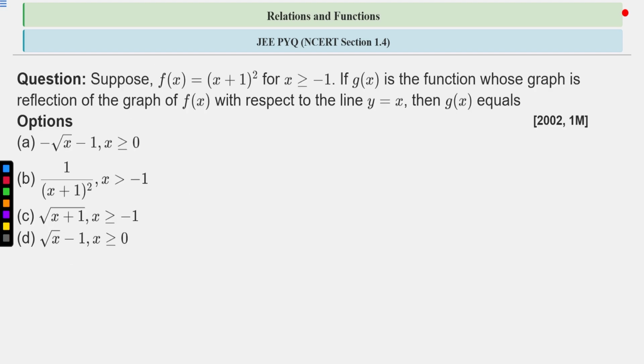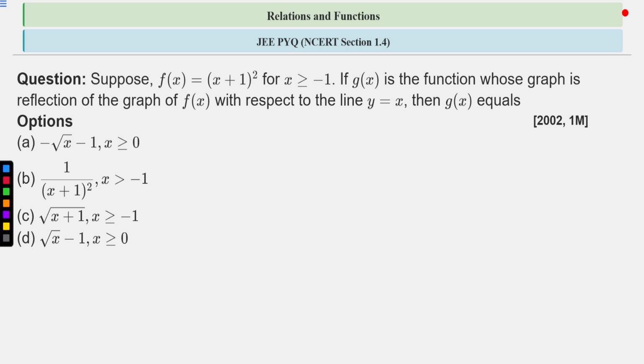Okay, let us move to the next question. This question says, suppose f(x) is equal to (x plus 1) whole square for x greater than or equal to minus 1. If g(x) is the function whose graph is the reflection of the graph of f(x) with respect to the line y is equal to x, then g(x) is equal to, we basically have to find the g(x).